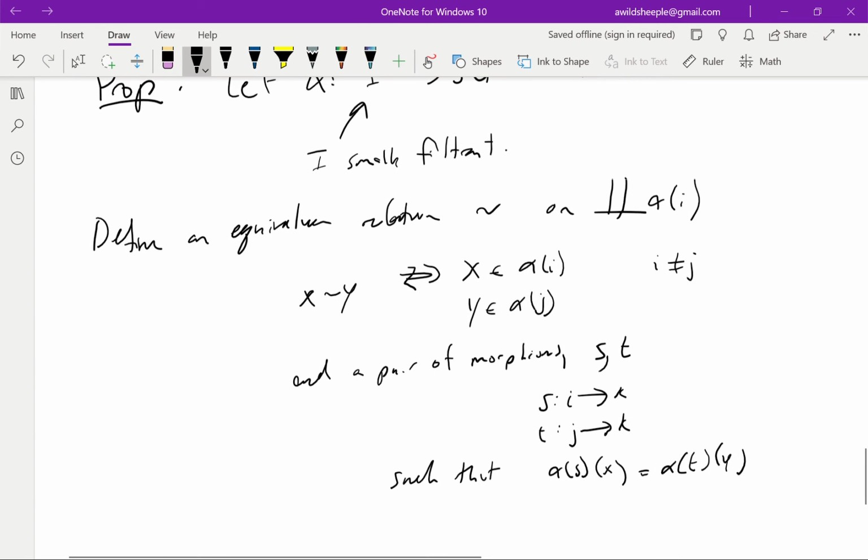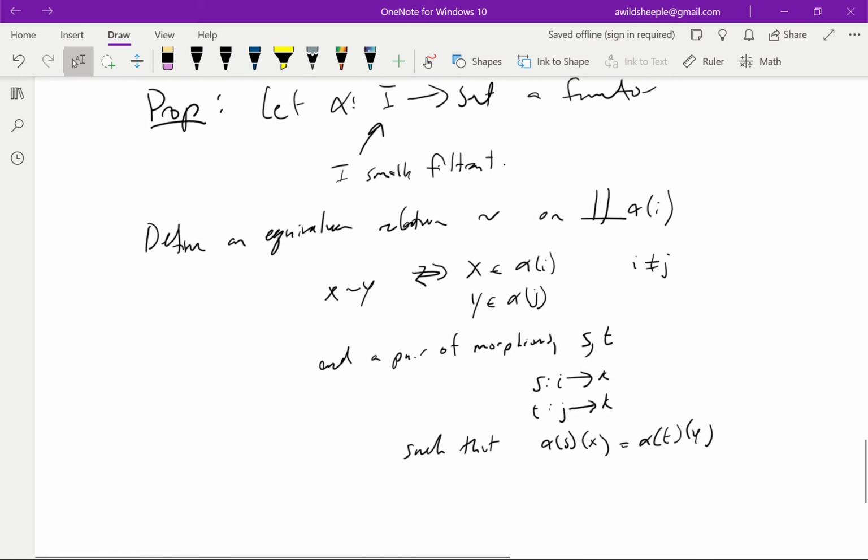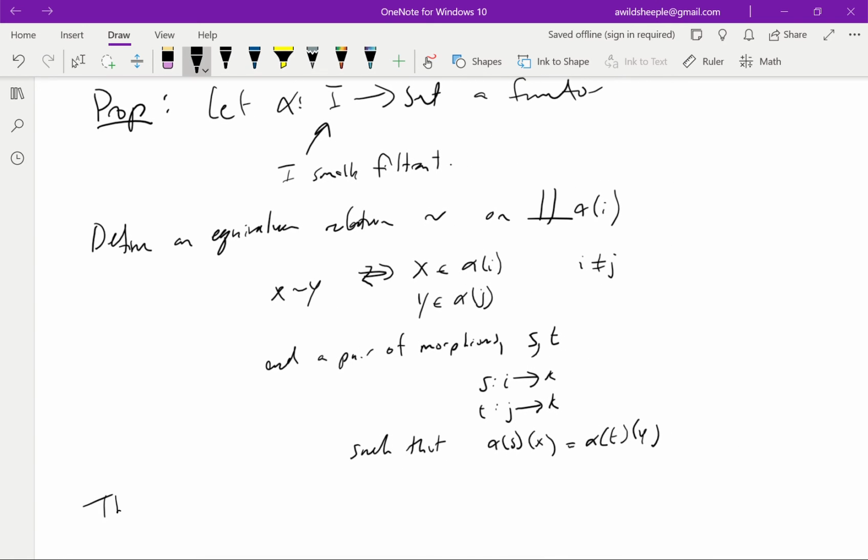And under these conditions, I know I'm really running out of room. Let me try to zoom out and squeeze it in a little bit. Under these conditions, of course, this should be an equivalence relation. And the limit over alpha is the coproduct of the alpha I's modulo this equivalence relation.